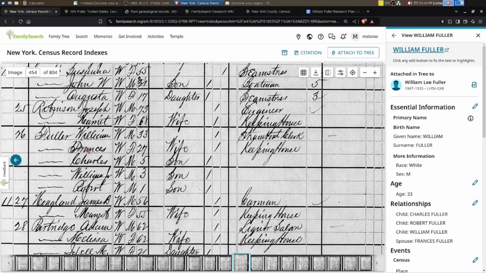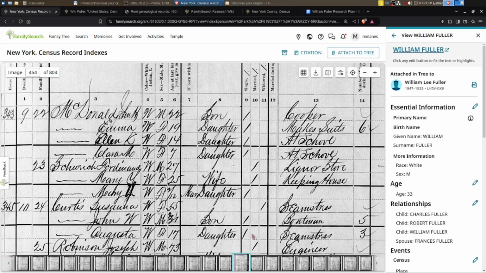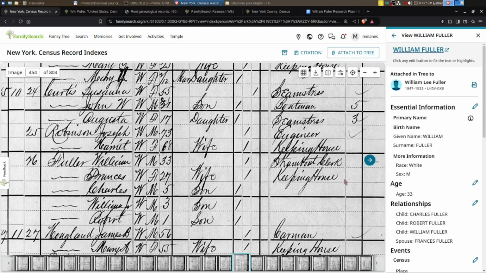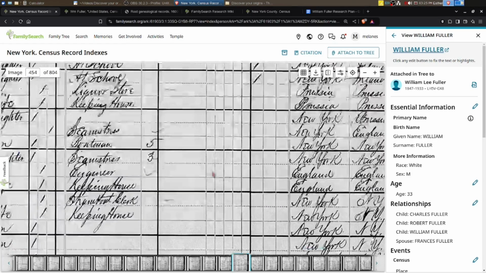All right, so here's William Fuller in the 1880 census with his wife and children. Let's see, married. Okay, so he is a clerk of some kind. I'm not sure what that first word is. And then his wife's keeping house. Let's scroll to the side here. He says he's born in New York, and his parents are both born in New York.